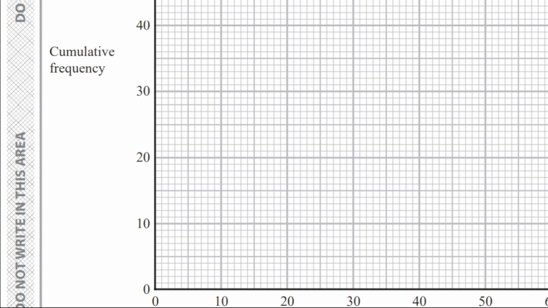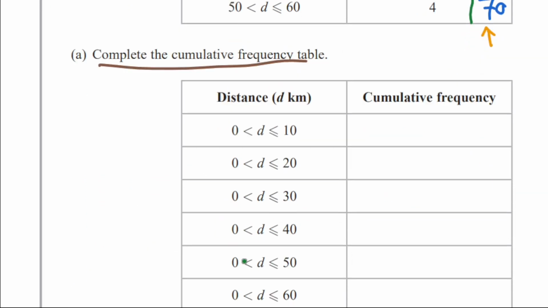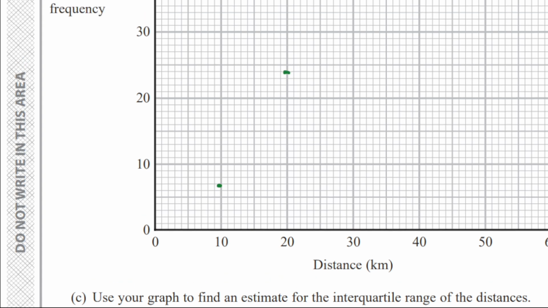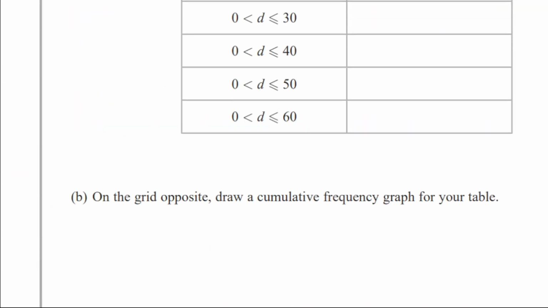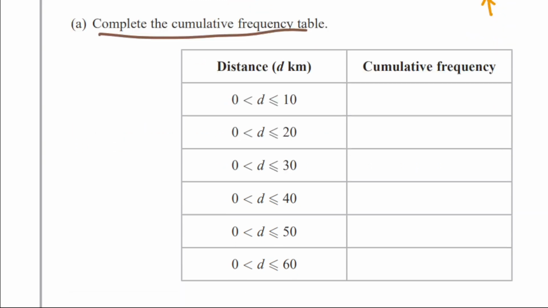Now, this is 7 here, I think. So this is 5, 6, 7. So this is it. This is the first point. Let's just leave it like that. The second number was what? 24 and then 42. So from 10 to 20 is 24. 24 is here. And from 20 to 30 is 42. 42 is here. And then 56, 66, 70.